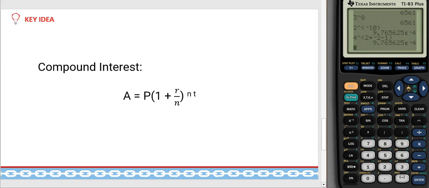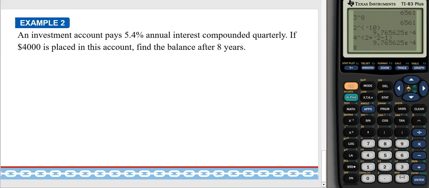The last thing, compound interest, I wanted to review again. P for principal times 1 plus your interest rate as a decimal divided by n, to the n times t power. So here is an example of that. I have an investment account that pays 5.4% annual interest compounded quarterly. We put $4,000 in the account. They want to know the balance after 8 years.